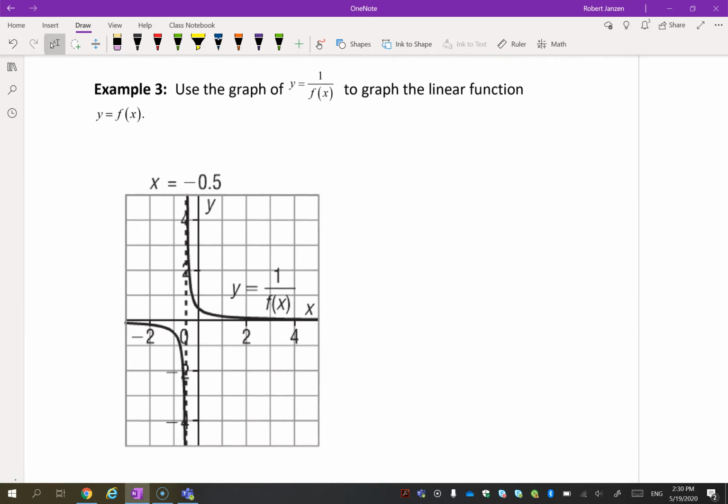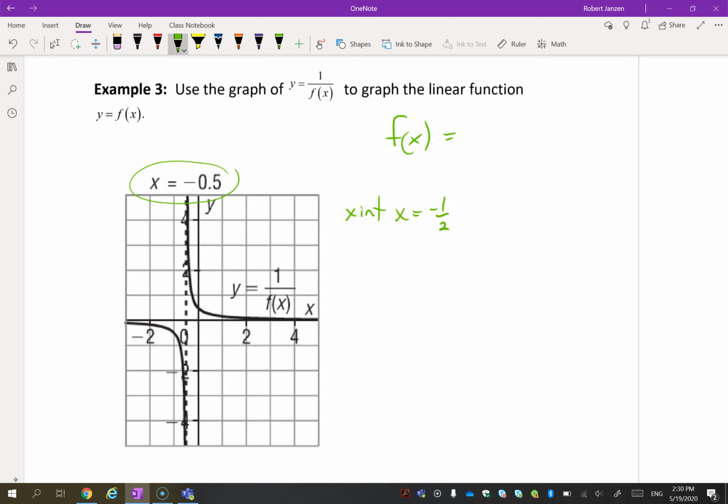Now this is saying basically to do the exact opposite of what we were just talking about. It says use this graph. So this graph, you can see here, is this reciprocal graph. It's saying, well, what is the original graph then? So it's like working backwards. Well, what does this vertical asymptote tell me? That tells me that if x cannot be negative 0.5, the original linear function had an x-intercept at x equals -1/2.